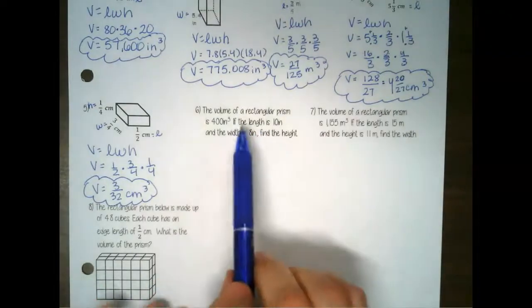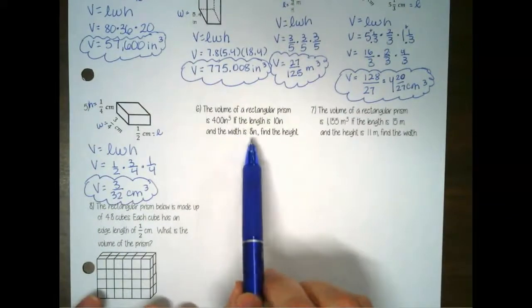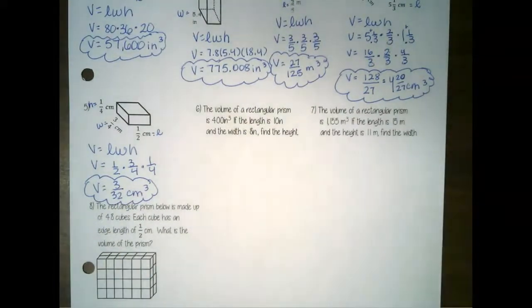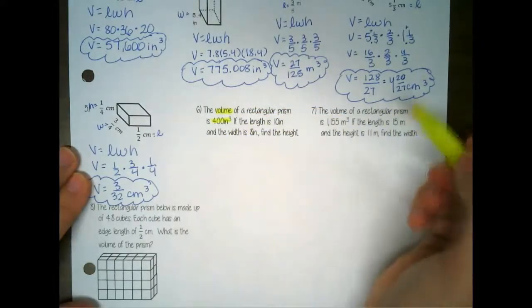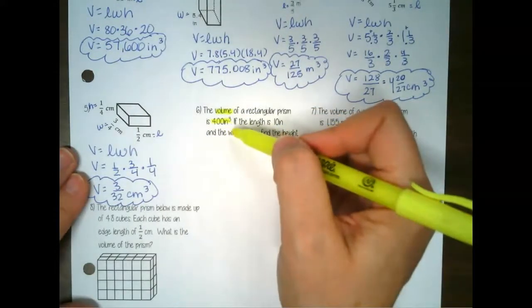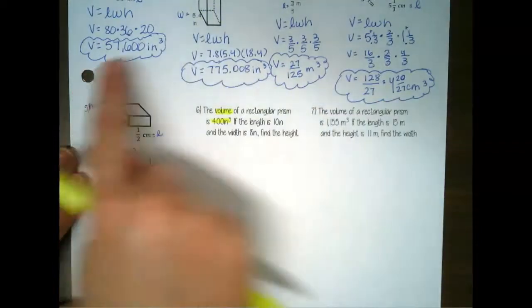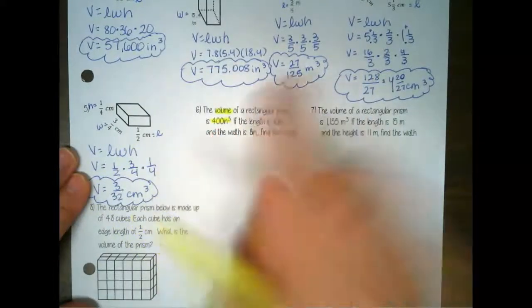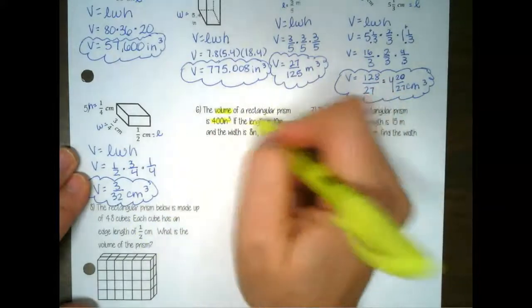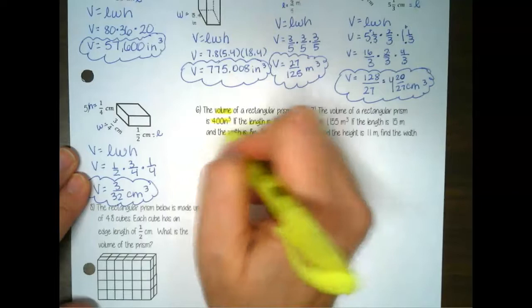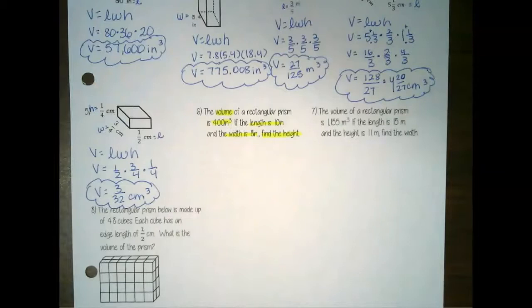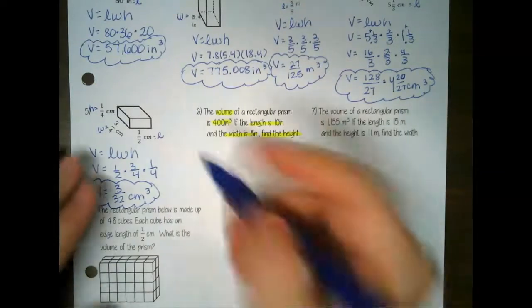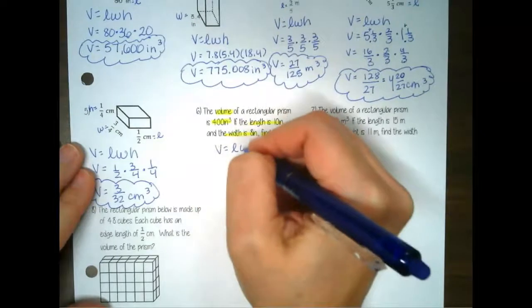All right, this is where things get a little more complicated. You have to read carefully, and it's going to tell you that the volume of the rectangular prism is 400 cubic inches. So that's very different. Before, we've been looking for the volume each time. Well, now they gave it to us. If the length is 10 inches and the width is 8 inches, we're finding the height. Very different. Again, you still use your formula. Volume equals length times width times height.